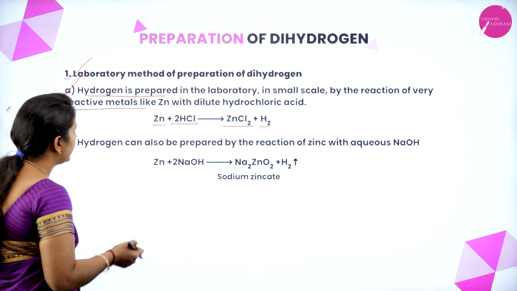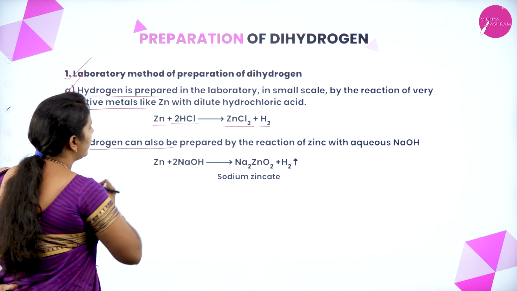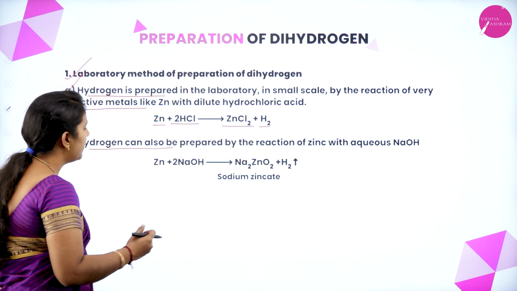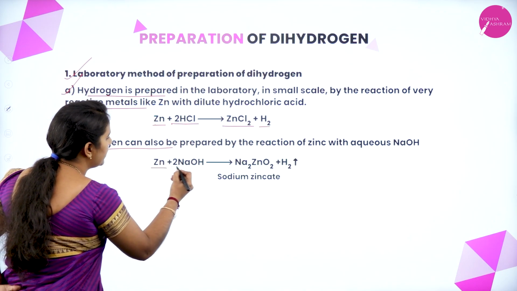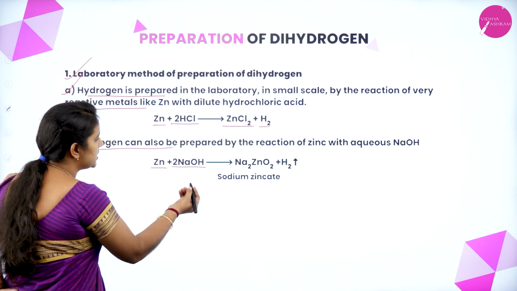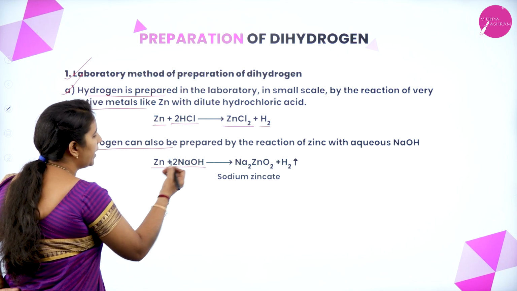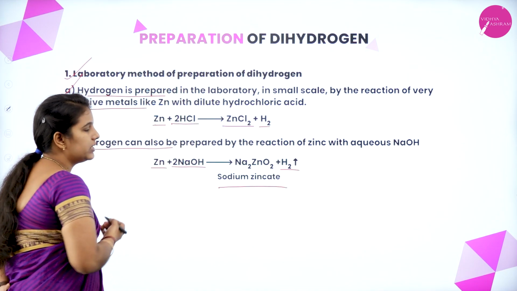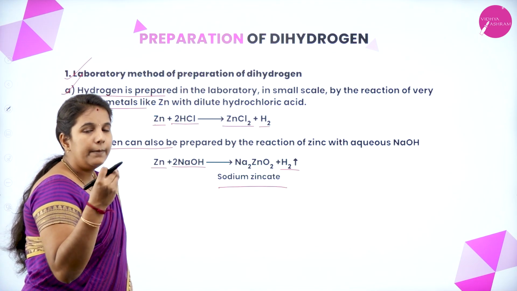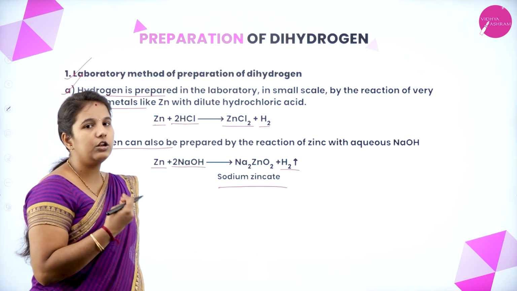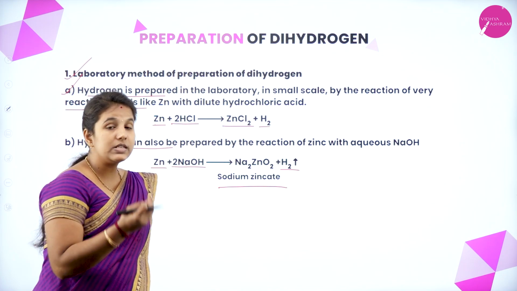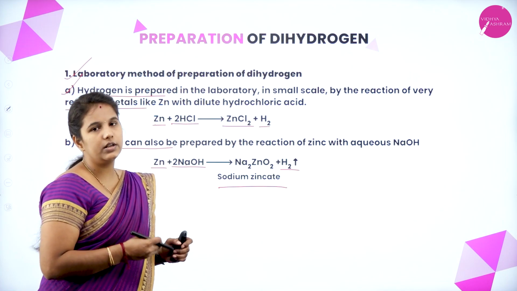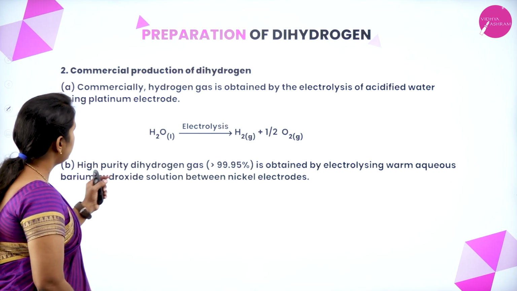We have one more method where hydrogen can be prepared by the reaction of zinc with aqueous sodium hydroxide. So zinc reacts with sodium hydroxide, which is the base, forming sodium zincate with the liberation of hydrogen gas. So this is the second method where by using the highly reactive metal zinc, with an acid and a base, we can easily prepare hydrogen in a small quantity.